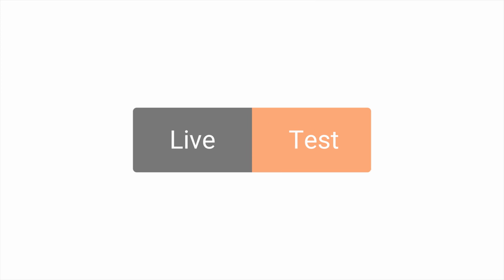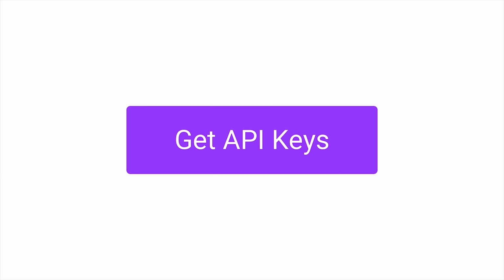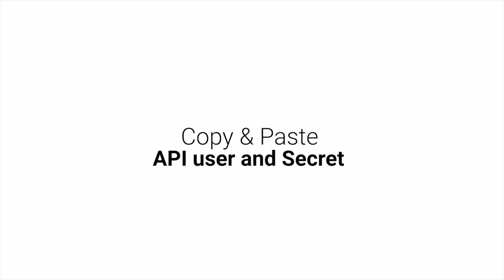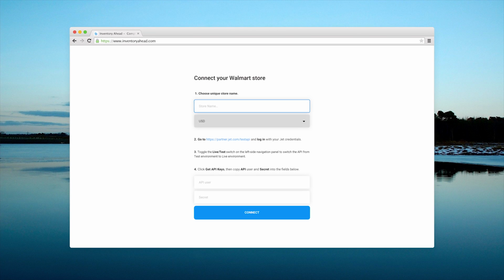Toggle the Live Test switch on the left side navigation panel to switch the API from Test Environment to Live Environment. Click on Get API Keys. Then, copy and paste the API user and secret into your Inventory Ahead screen.